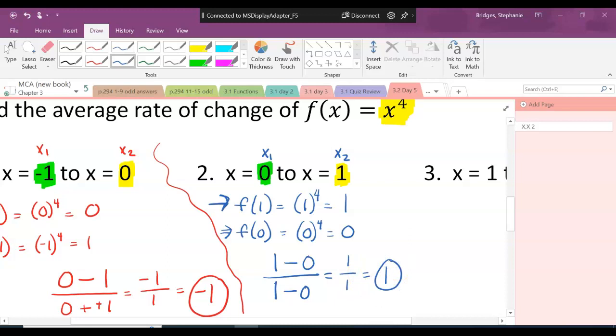Now, just to show you, if I were to do those same two, let's say I did it backwards. Let's say I called this one x2 and this one x1. You don't have to write this down. I just want to show you. That's 0. And then finding the other one.